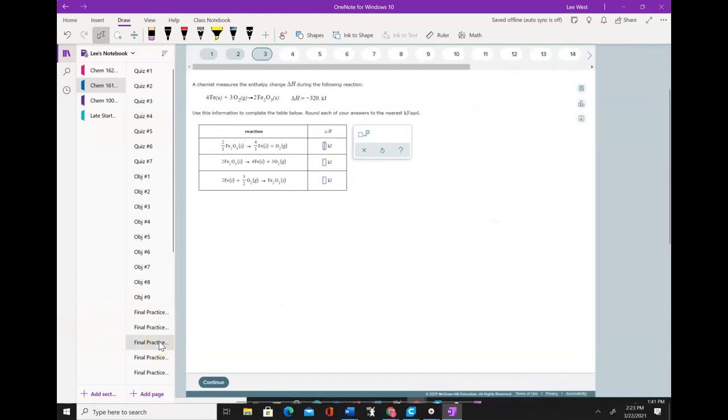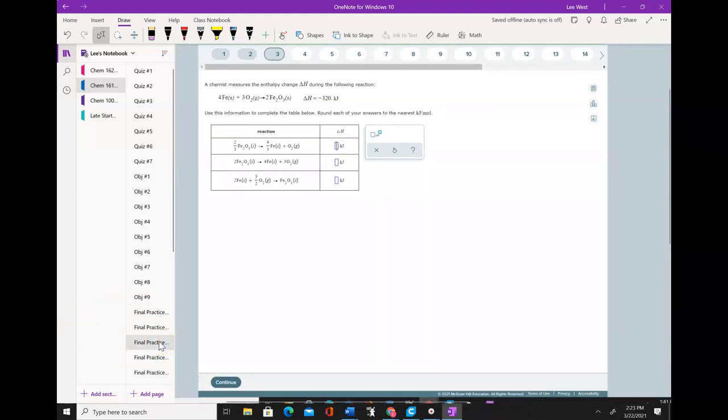All right, let's have a look at this. A chemist measures the enthalpy change for the following reaction. Use this information to complete the table below. So if you see what's happened in the first one, in number 1, the reaction was reversed and then it was multiplied by 1/3. In the second reaction, what happened was that the reaction was just simply reversed.